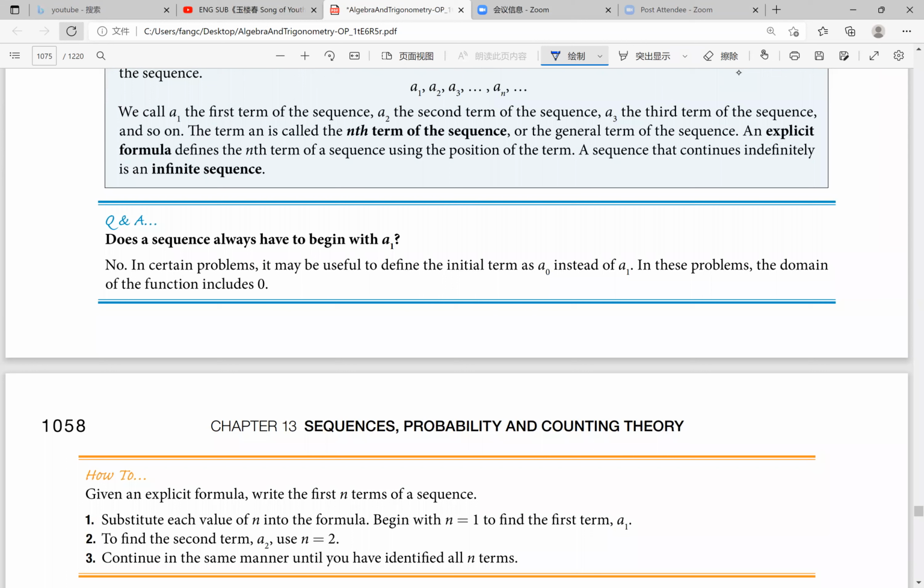The definition of an explicit formula is here. An explicit formula defines the nth term of a sequence using the position of the term. Don't forget the position. The position means n, and n represents the position of the term. a_n with n equals 3 means the position of this term in the sequence is the third one.